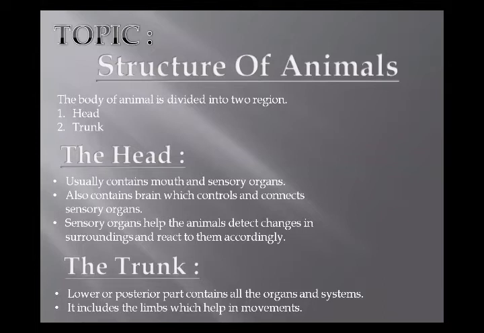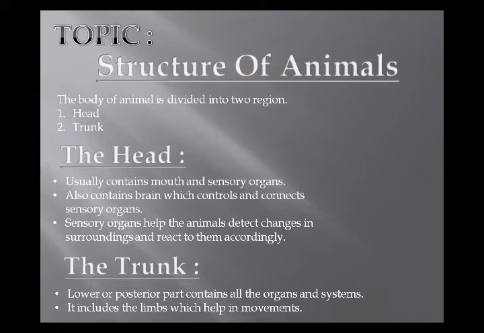animal bodies are also divided into two regions, and these regions are the head and trunk. The head is usually present at the anterior or front part of the body. This head contains the mouth and sensory organs. The head also contains the brain, which controls and connects all the sensory organs. Sensory organs are responsible to pick up changes in the environment and convey these changes to the brain, and the brain gives commands accordingly.